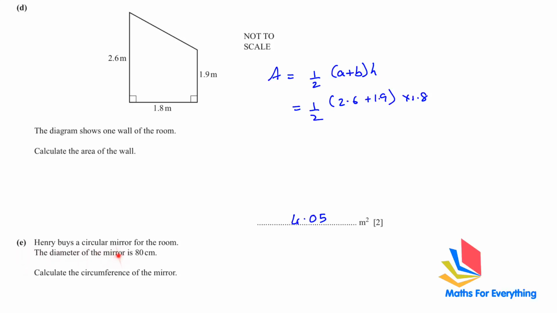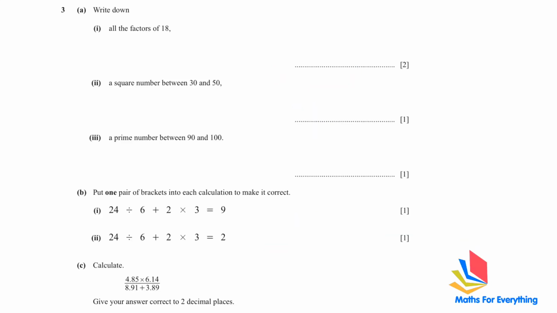Next, Henry buys a circular mirror for the room. The diameter of the mirror is 80 centimeters. Calculate the circumference of the mirror. To find the circumference, there are two formulas. Circumference is equal to pi d or 2 pi r. If the diameter is given, we use this formula. So pi multiplied by 80 is 251.3 centimeters.